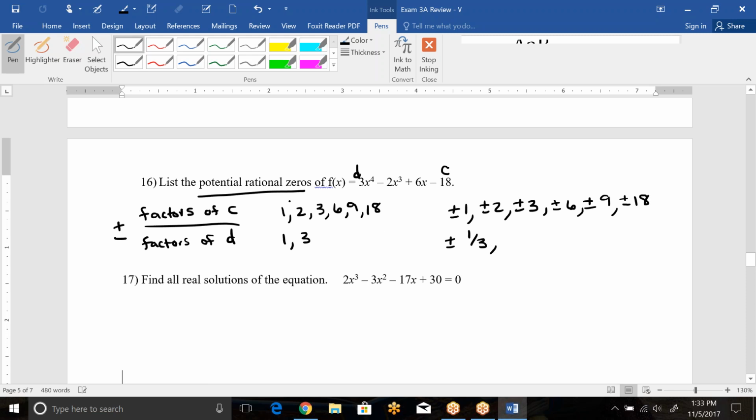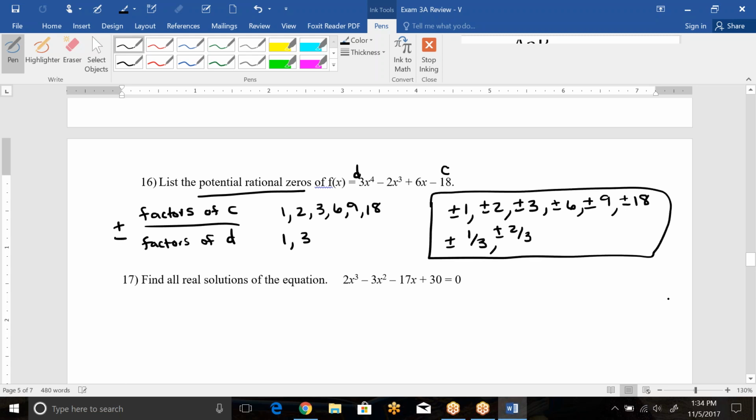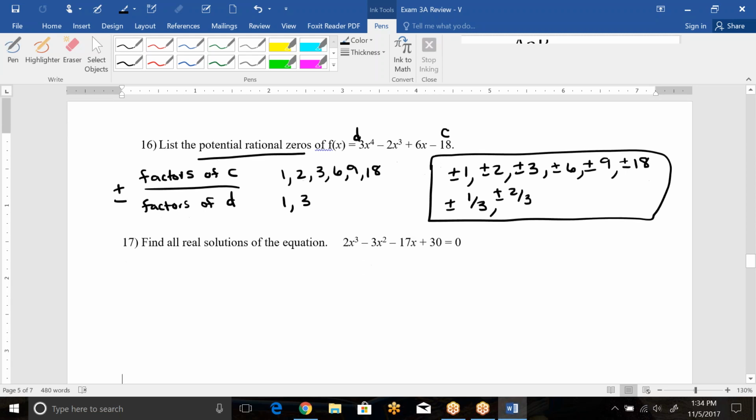That's 1/3. 2 over 3 is new. 3 over 3 is 1, which has already been listed. 6 over 3 is 2, which has already been listed. 9 over 3 is 3, which has already been listed. And 18 over 3 is 6. So only 2 new ones popped up from that second round of listing. So you don't need to repeat them more than once. So there's a total of 1, 2, 3, 4, 5, 6, 7, 8 times 2, because there's all plus or minus cases. There's 16 potential rational zeros there.